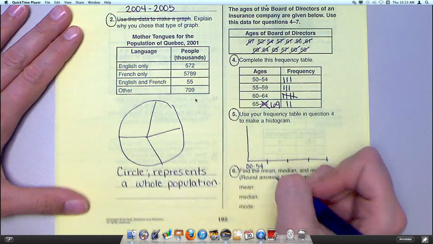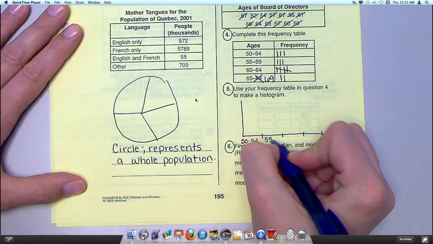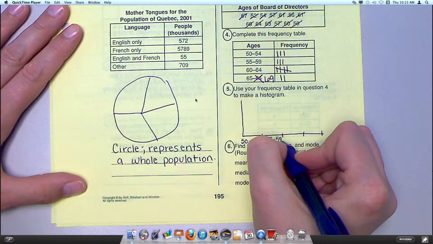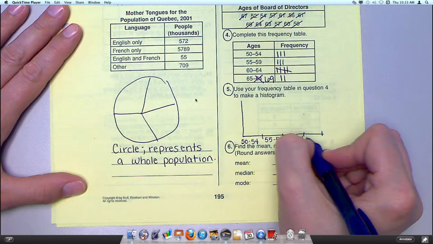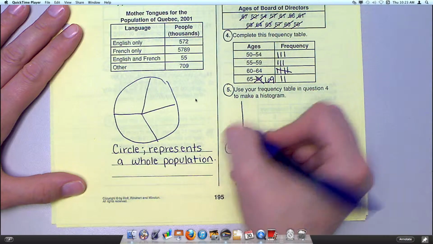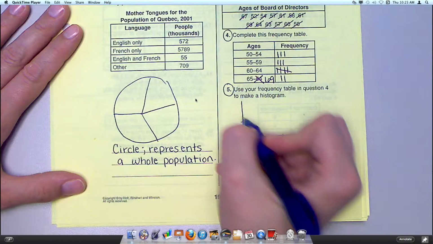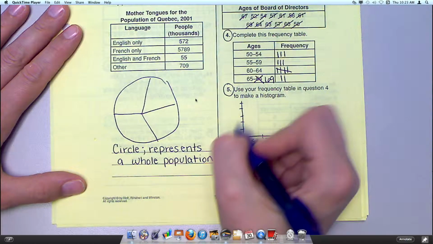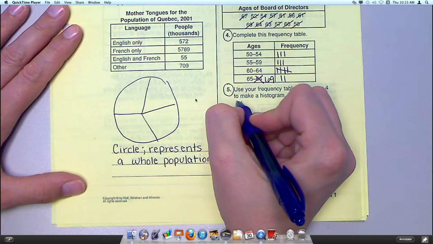Yeah. 50 to 54. 55 to 59. 60 to 64. And what goes up the side? Frequencies, and we need to get up to at least 5, it looks like. 1, 2, 3, 4, 5.